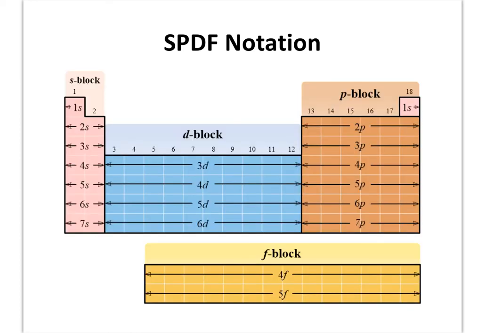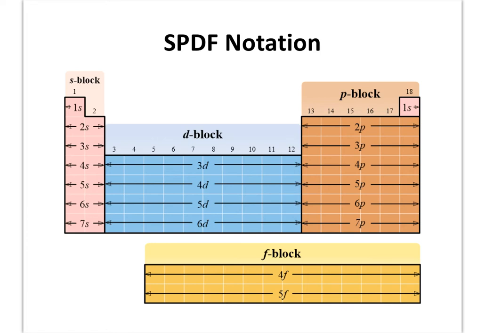So this is just showing you the energy level and sublevel that would be associated with each element or each area on the periodic table. So if you're having trouble doing these electron configurations, this basically traces the periodic table for you.